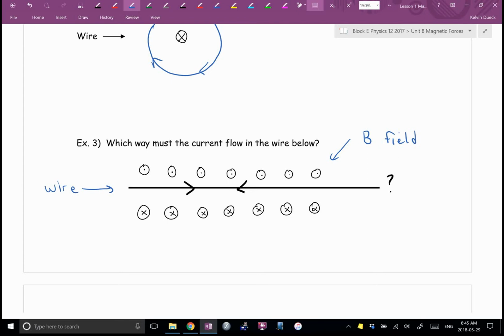Is the current flowing to the left or to the right? Which one gives you the magnetic field that I've drawn? Is current going to the left or to the right? Which one gives you the magnetic field that I've drawn? Josh? There's no bottom one. We're looking for the left.